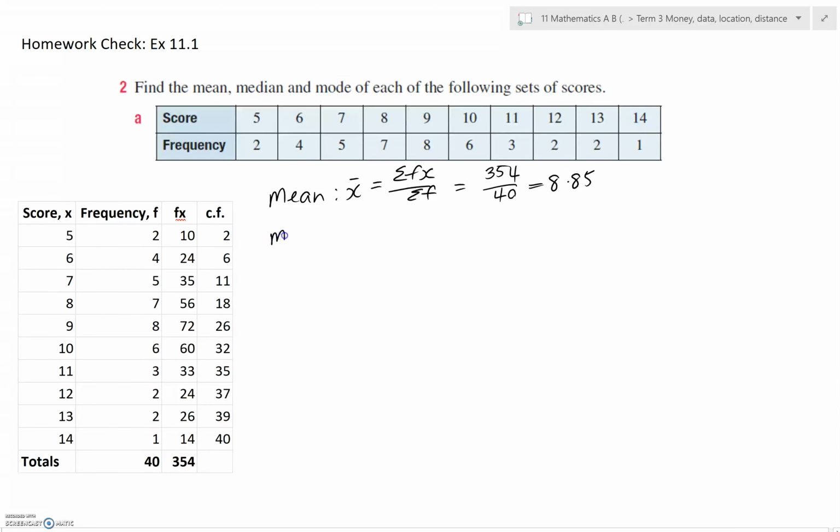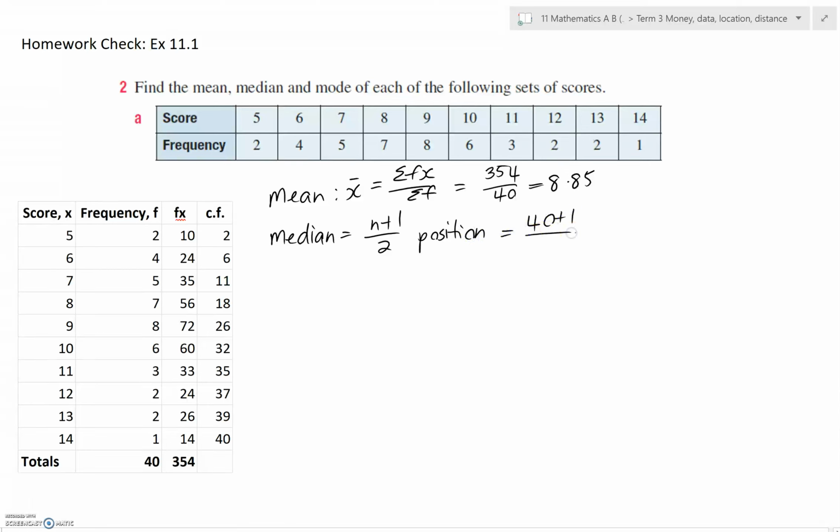Okay, so we also need to find the median. Now, remember, this is the n plus 1 over 2 score or position. It's not the median value. It tells you where the median is. So there's 40 data items here. So that means we want the 20.5th score. Now, because it's grouped, we actually don't need to go and average anything. We just need to locate where that is.